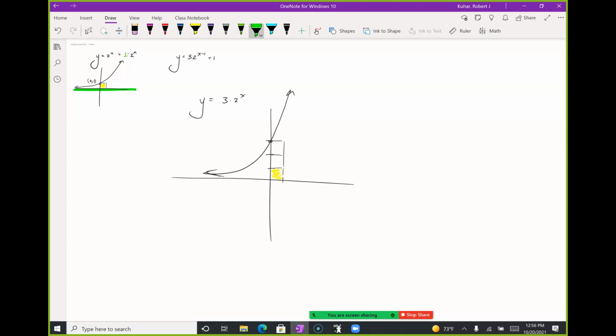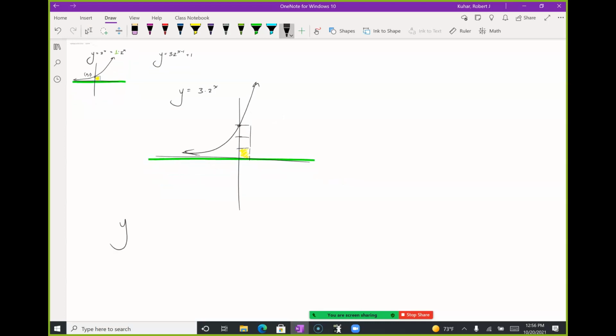Right, I still have that same horizontal asymptote. But let's go to the granddaughter now, right? We've got y equals 3 times 2 to the x minus 1. What is that doing to the graph?